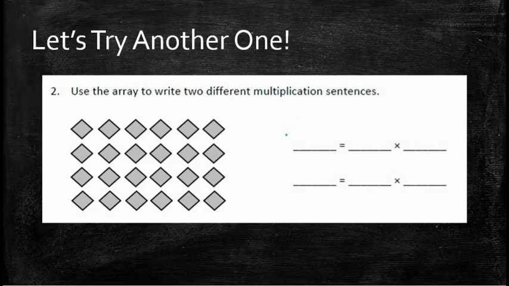So let's do this. Let's count. 1, 2, 3, 4. So we could say 4 times 1, 2, 3, 4, 5, 6. 4 times 6. Great. We know our multiplication facts, so we know that 4 times 6 equals 24.